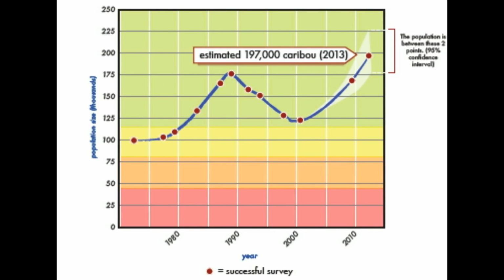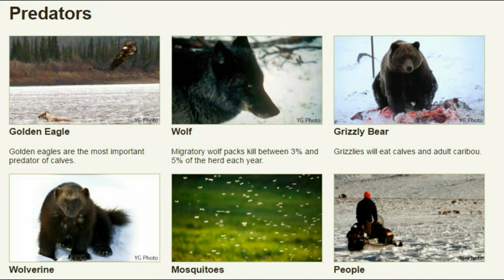The estimated population of the herd at the moment is around 200,000, having recovered since the 1970s after a considerable decline. The population faces a number of threats, including diseases, parasites, natural predators, as well as hunters and people or machinery disturbing them and causing them to panic and get hurt while running away.